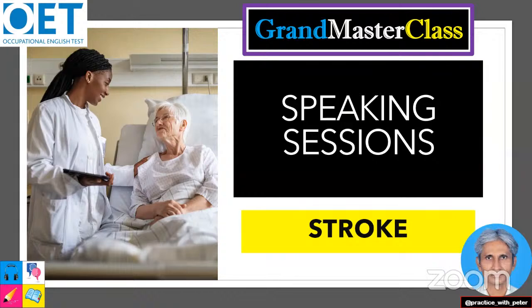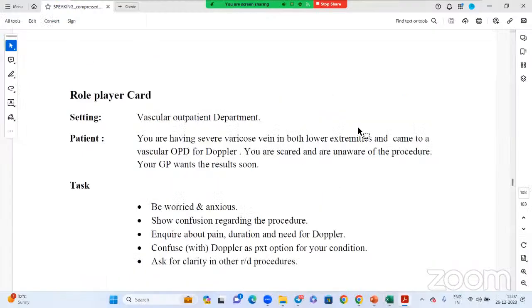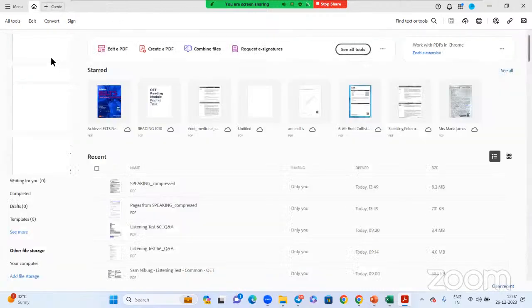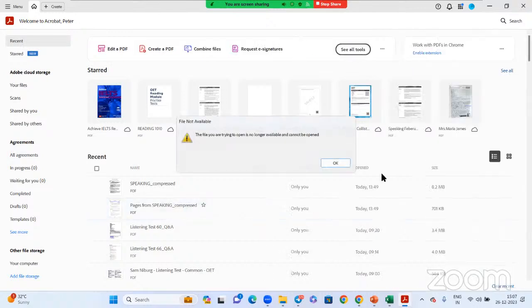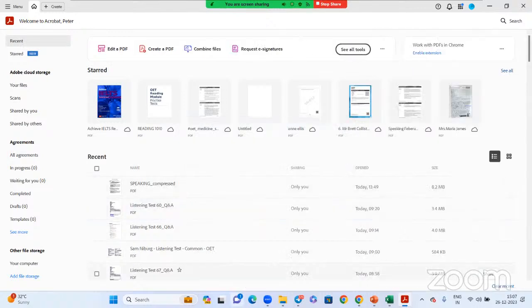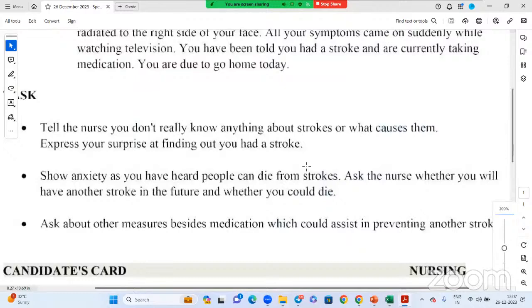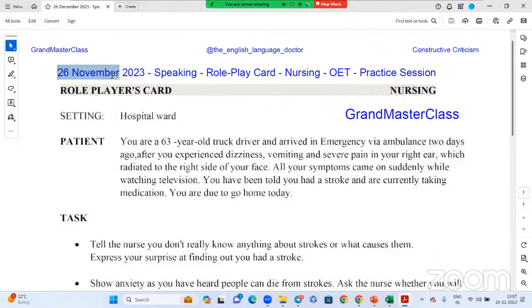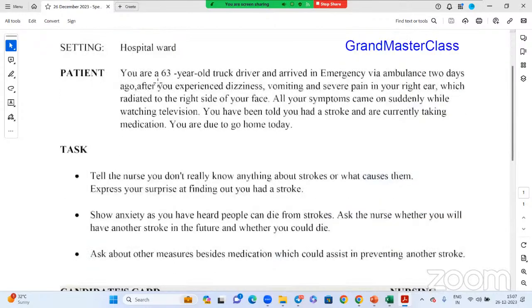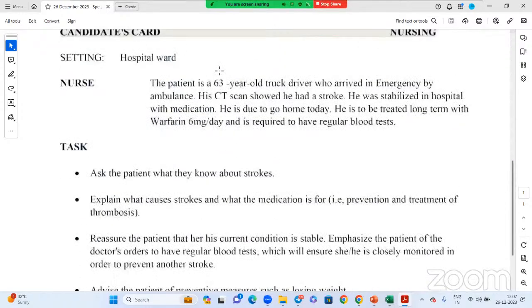Stroke. Stroke. Right. So this is the card. So this is the patient's card. This is for today, 26th November 2023. Practice session, theory and practice. This is the patient card, and this is the nurse card.